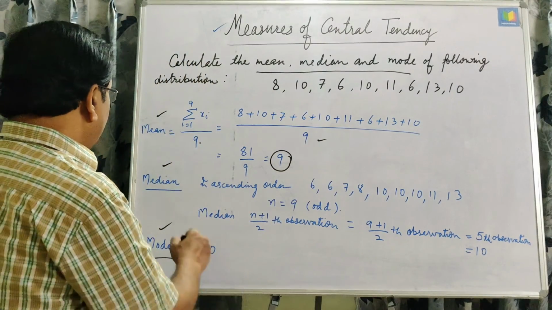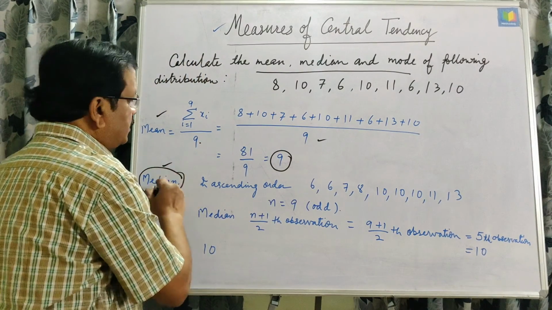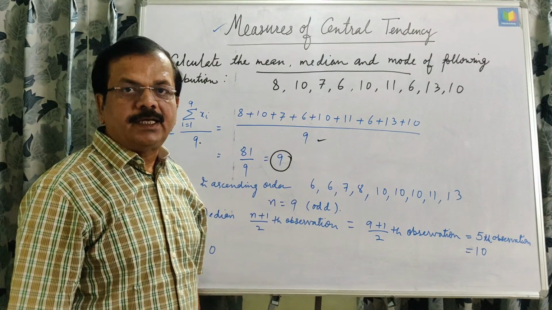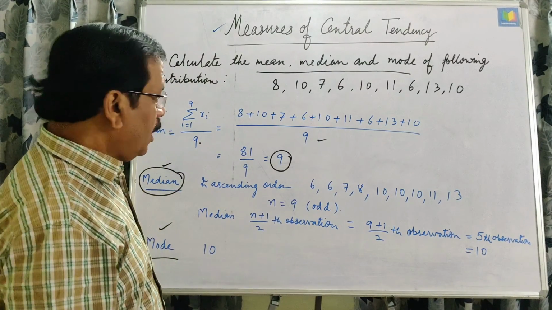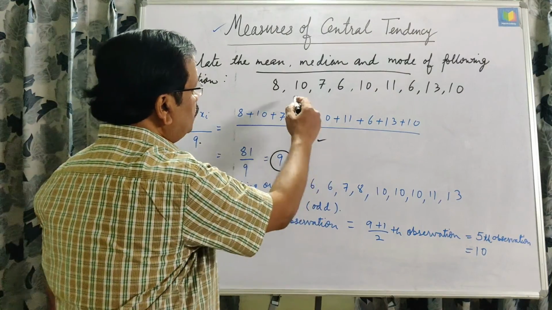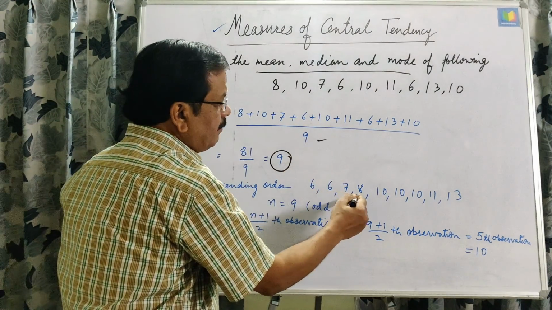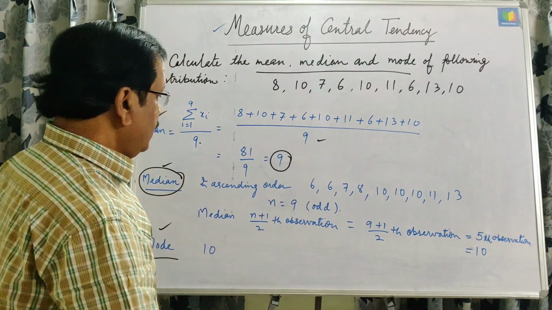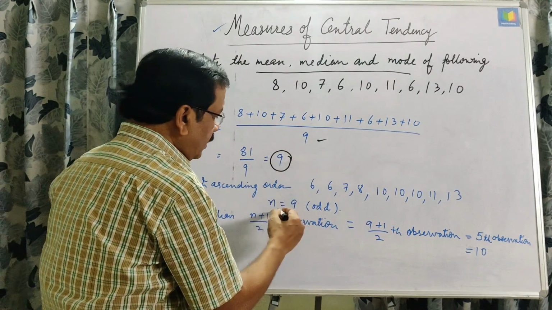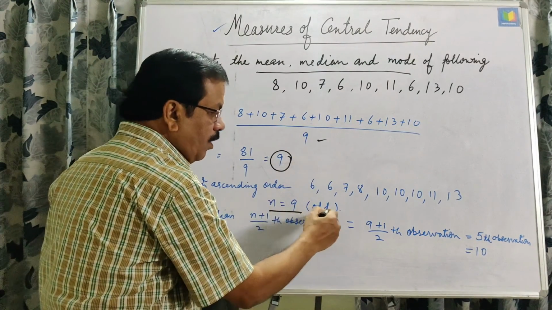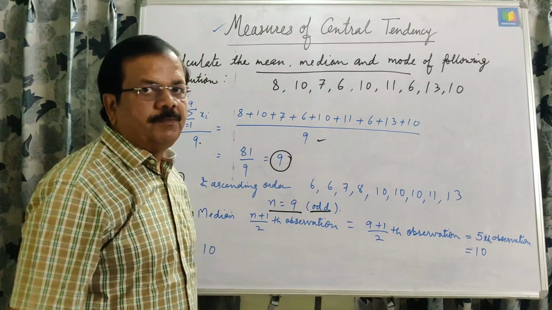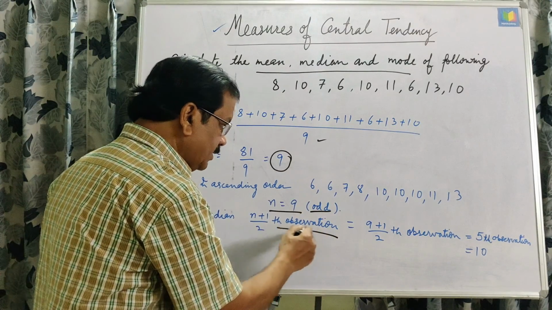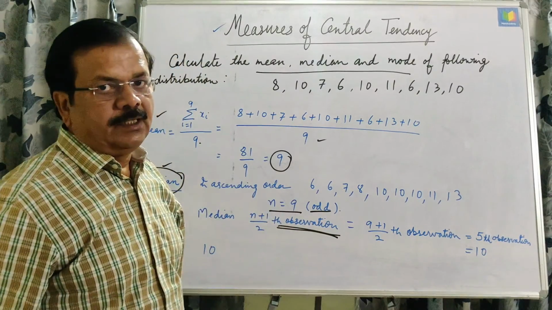Now for median, the first step should be to write the given data in ascending or descending order. Now here in case of ascending order, you just write 6, 6, 7, 8, 10, 10, 10, 11, 13. Here you can count, this is 9, which is odd. For odd the formula will be the (n plus 1) upon 2th observation. This is important, the th observation.